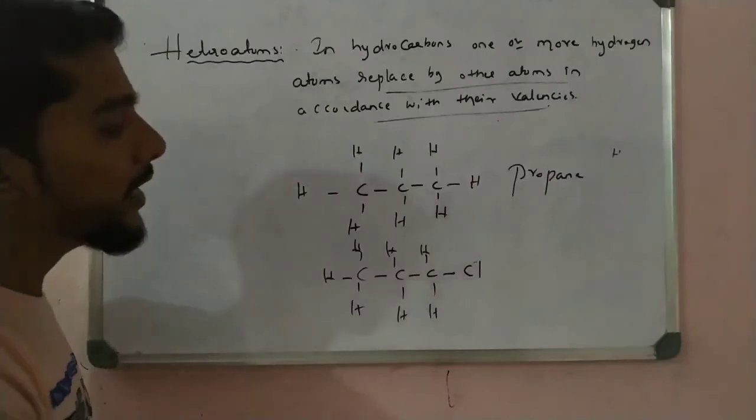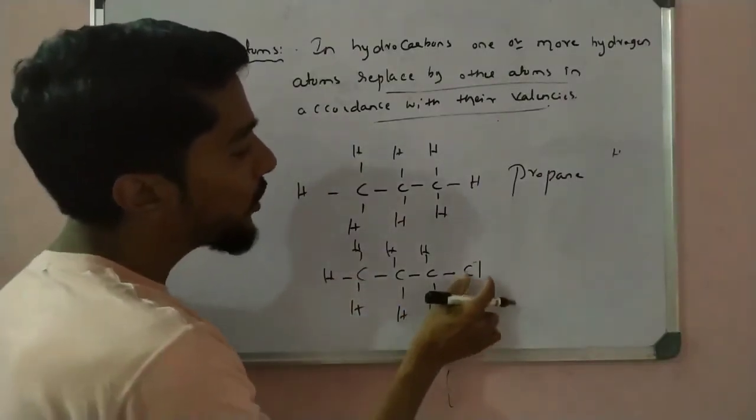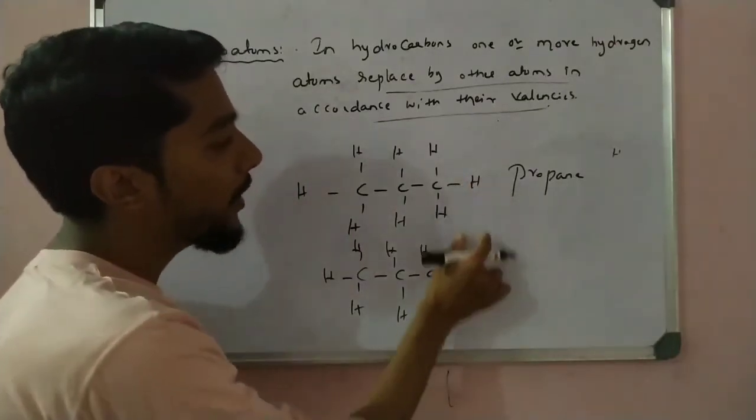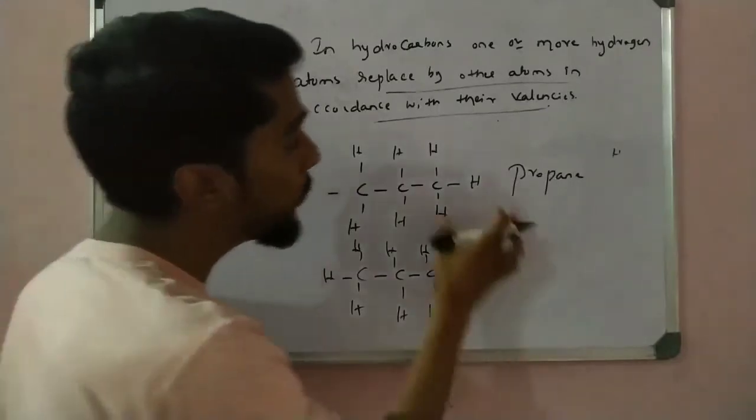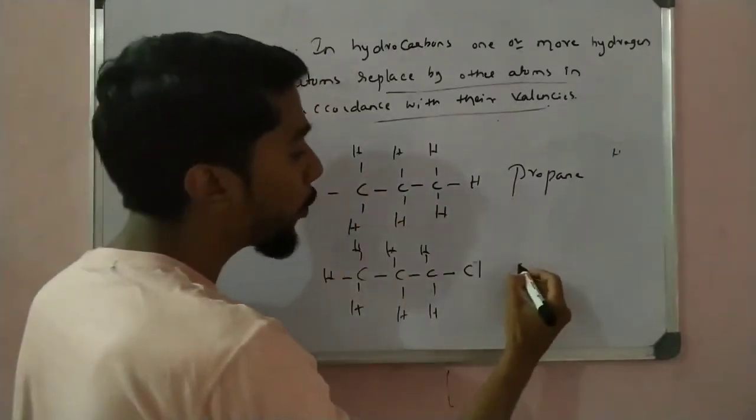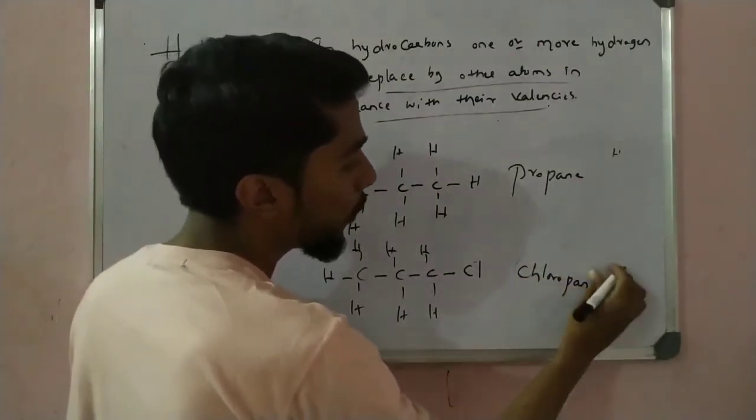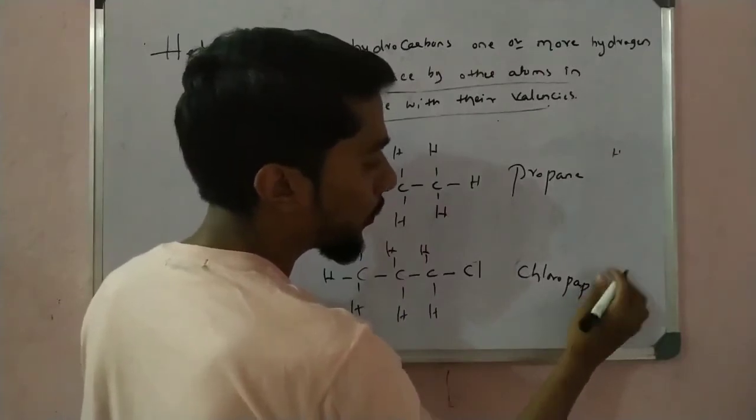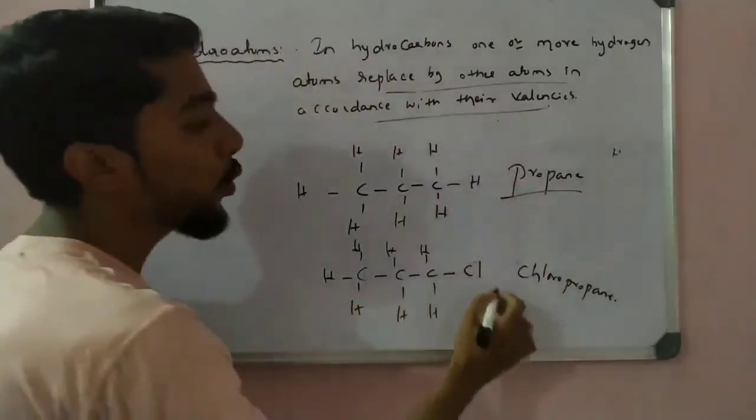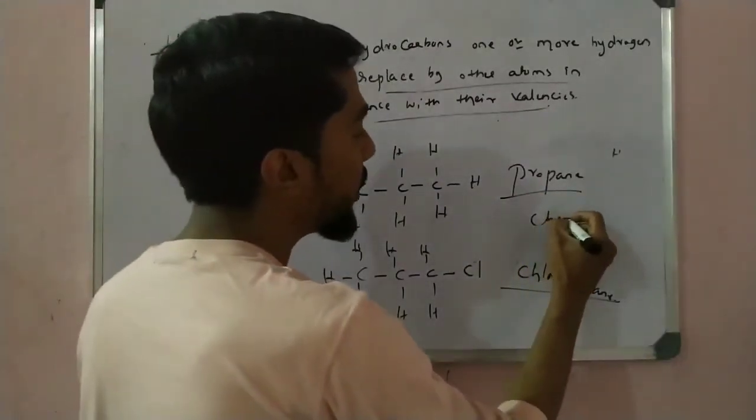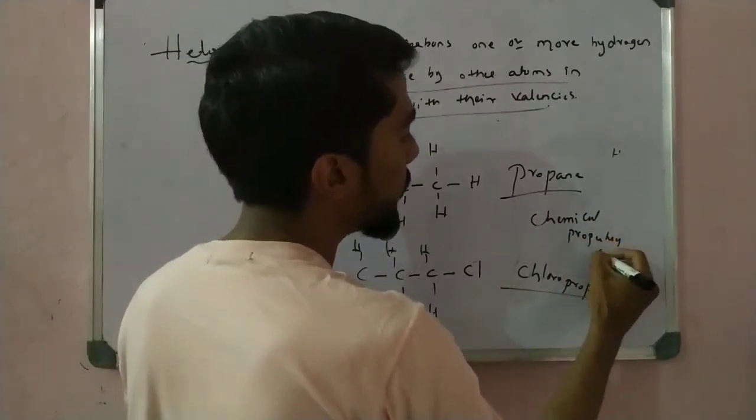So what happened here? Cl is a heteroatom, right? After removing the hydrogen, in the place of hydrogen I put Cl. So now the chemical property has changed. It was propane, now it is chloropropane. So see, it was only propane, now it is chloropropane. Means what? The chemical property has changed.